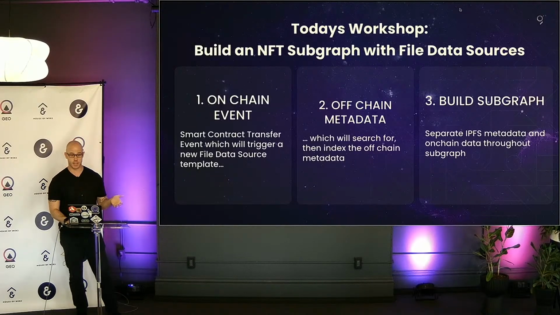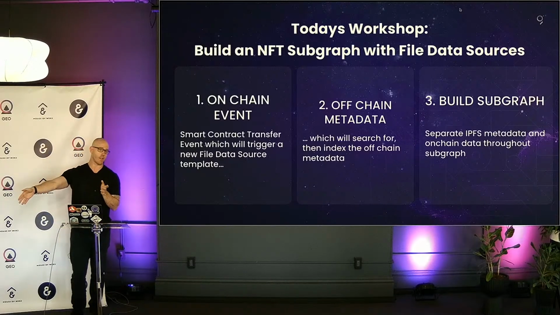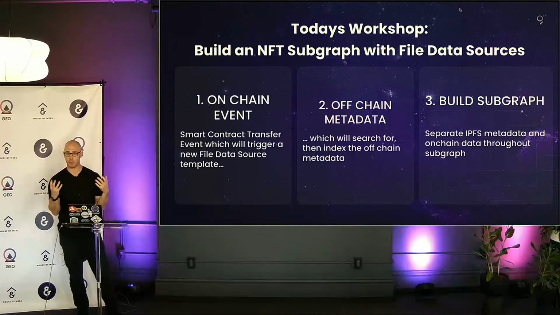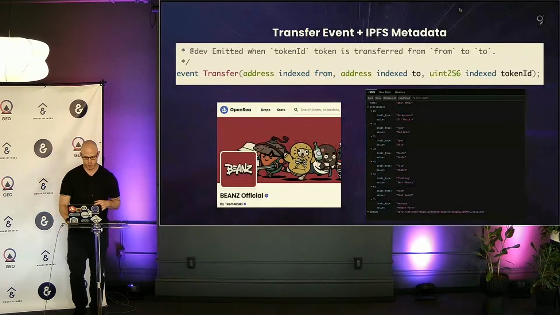First, there's an on-chain event, a smart contract transfer event. We're going to be looking at that, and it'll trigger a new file data source template. That template is going to find the off-chain metadata, which then pipes that into your subgraph itself. The off-chain metadata will be found by the new file data source template, and then from there you'll be able to have that populated in your GraphQL query. That's really high level. Let's keep on going.